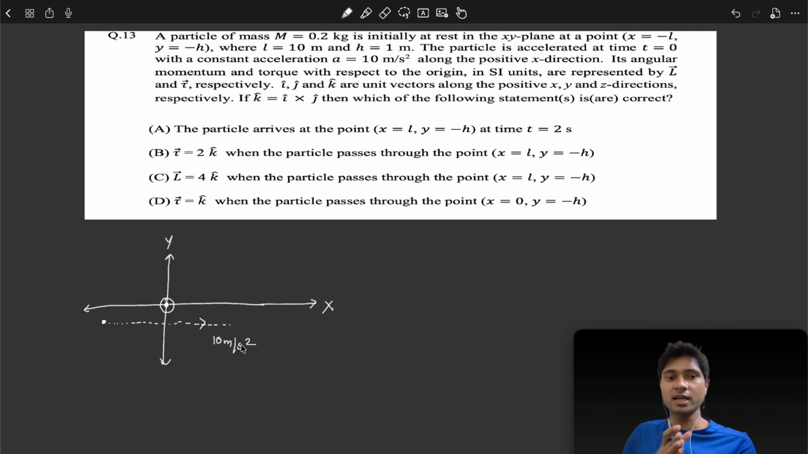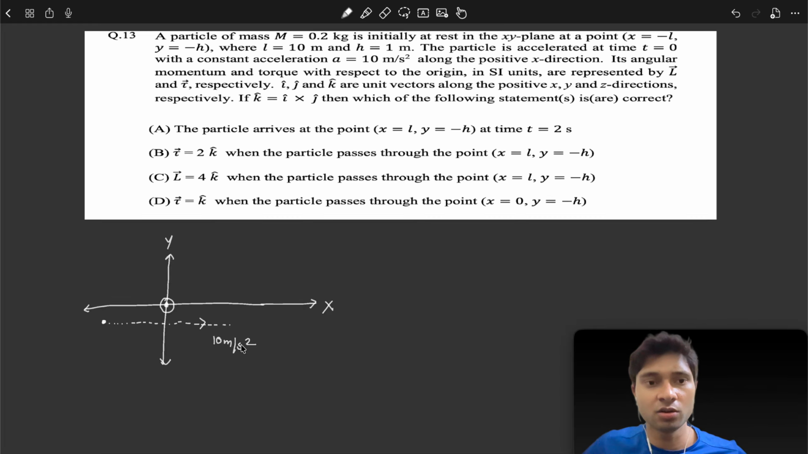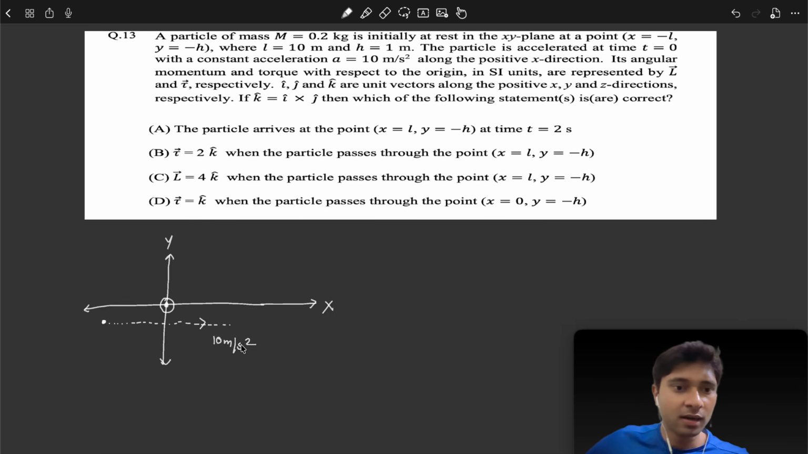So these were the initial conditions, and as per options A, B, C, D, all of you can try to solve it by pausing the video, and once your attempt is done, you can resume. So I am assuming all of you have tried to attempt it. Let's start solving this.